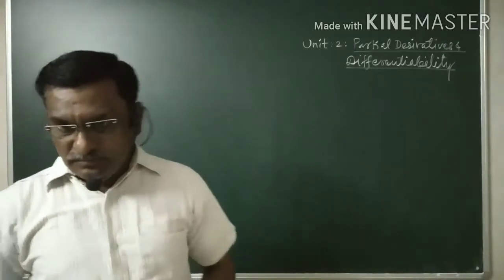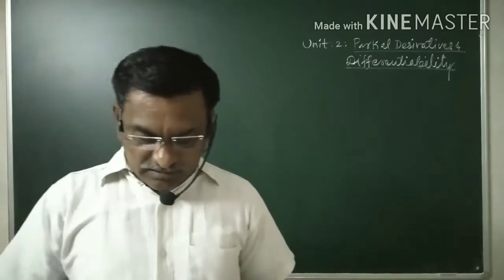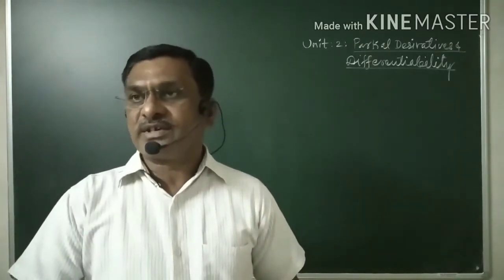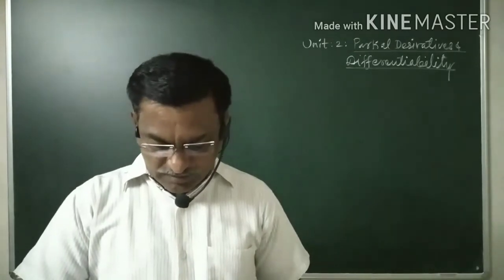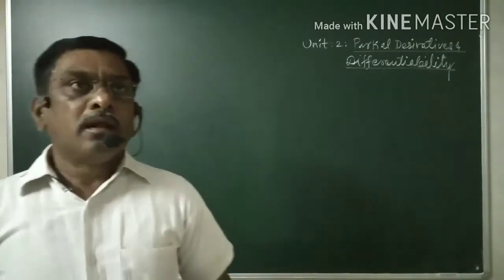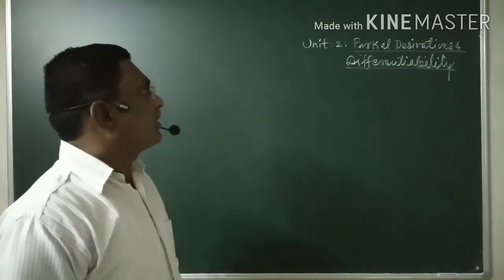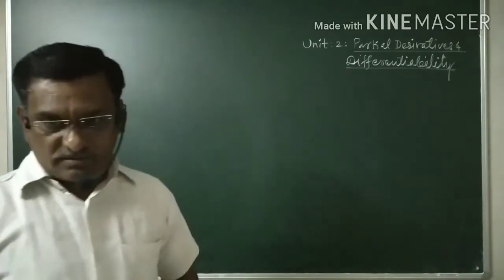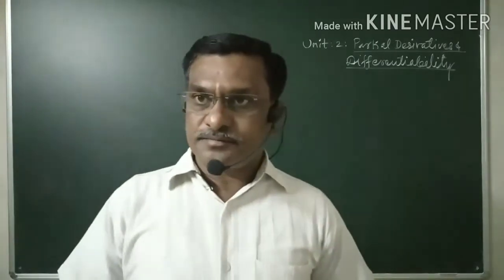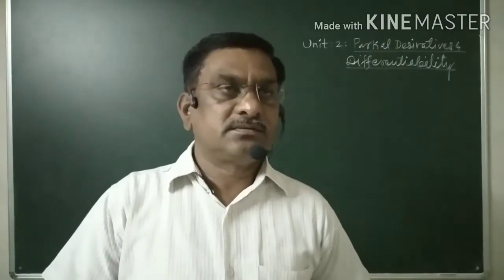Under this unit, particularly, there are 7 to 8 objectives. I mean, 7 to 8 things we need to learn. Therefore, the first question, or first point, is: what do you mean by partial derivatives? And when are partial derivatives to be considered?